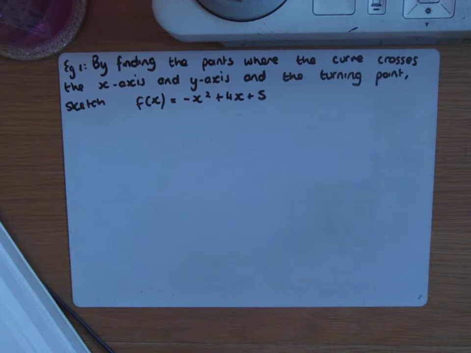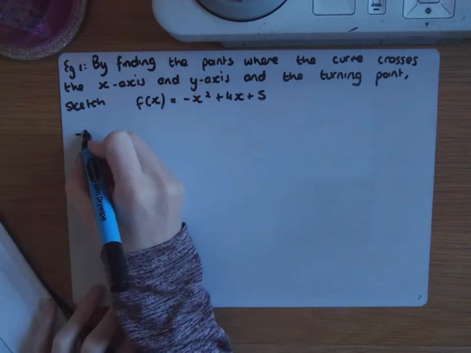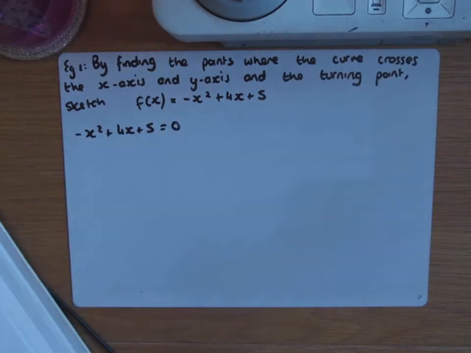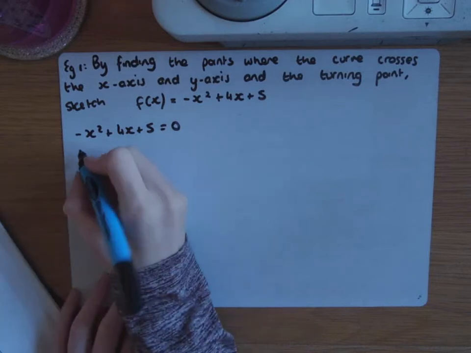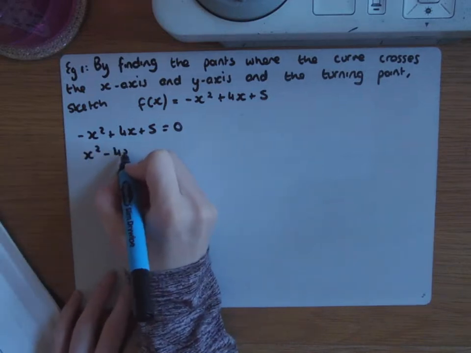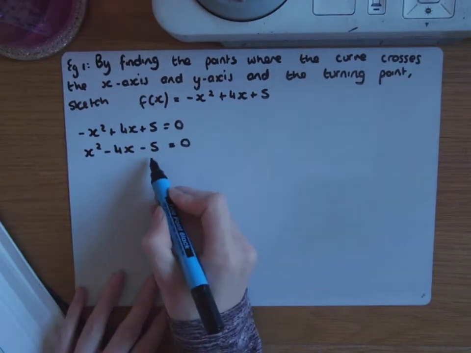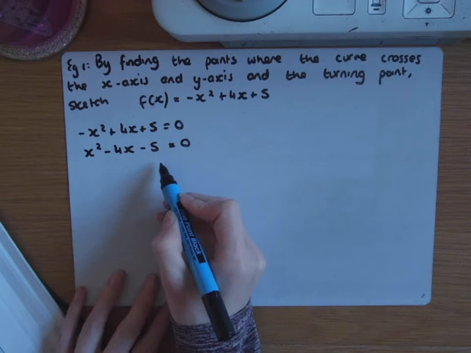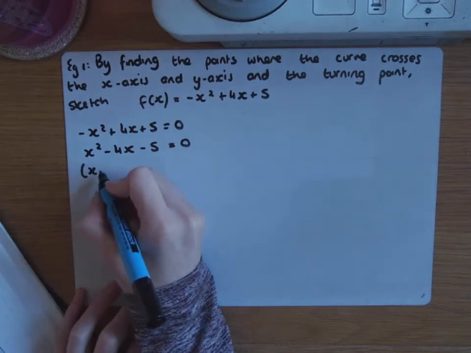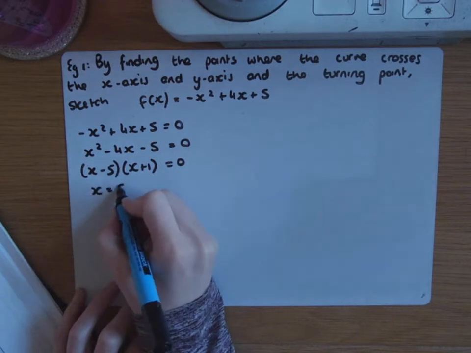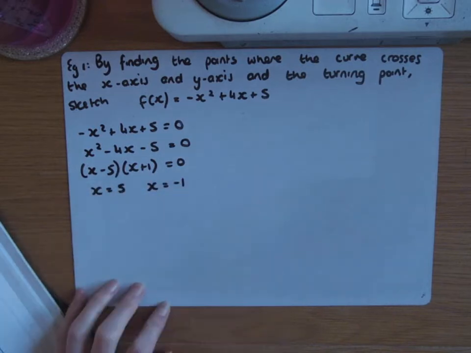So we know we can find the roots by letting y equal 0. f of x is another word for y, so letting that equal 0. Now because it's equal to 0, I can change all the signs. And then I can factorize, or minus b. Now factors of 5 are 5 and 1, and a minus 5 plus 1. So there's my roots.